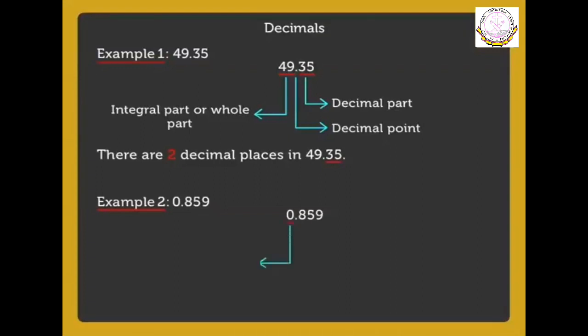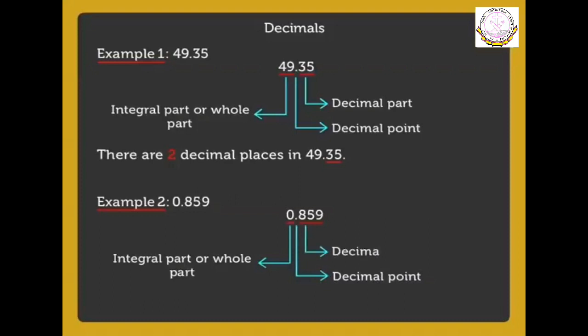See next example, 0.859. In this, 0 is the whole part and then the decimal, and the right of the decimal is the decimal part. So we can read it as 0.859, and there are three decimal places in this example.